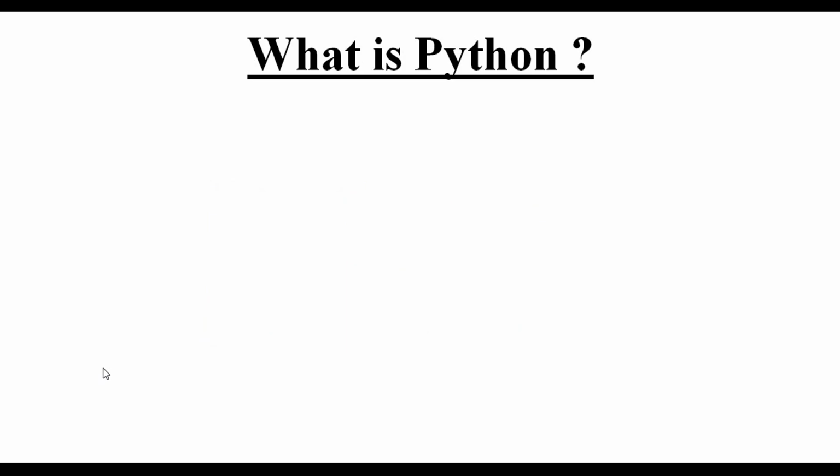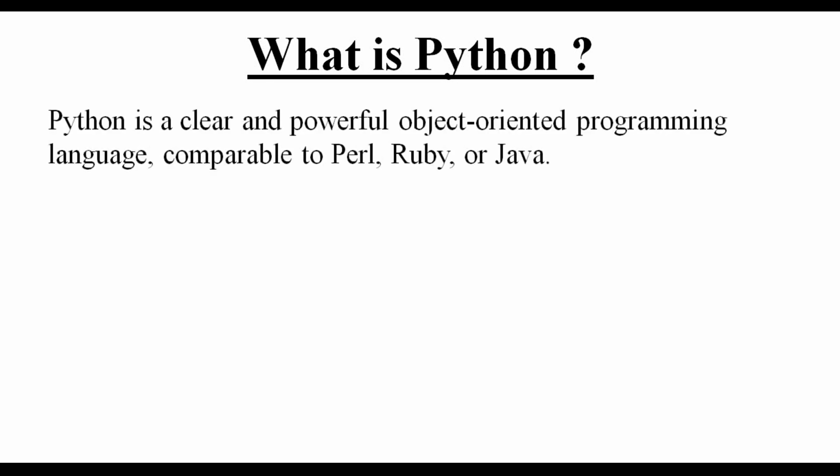Guido van Rossum is the person who developed this programming language in the year 1991, in the month of February. This programming language is based on two other programming languages, called ABC language and Modula 3. Clear? It means this programming language was developed after ABC and Modula 3.